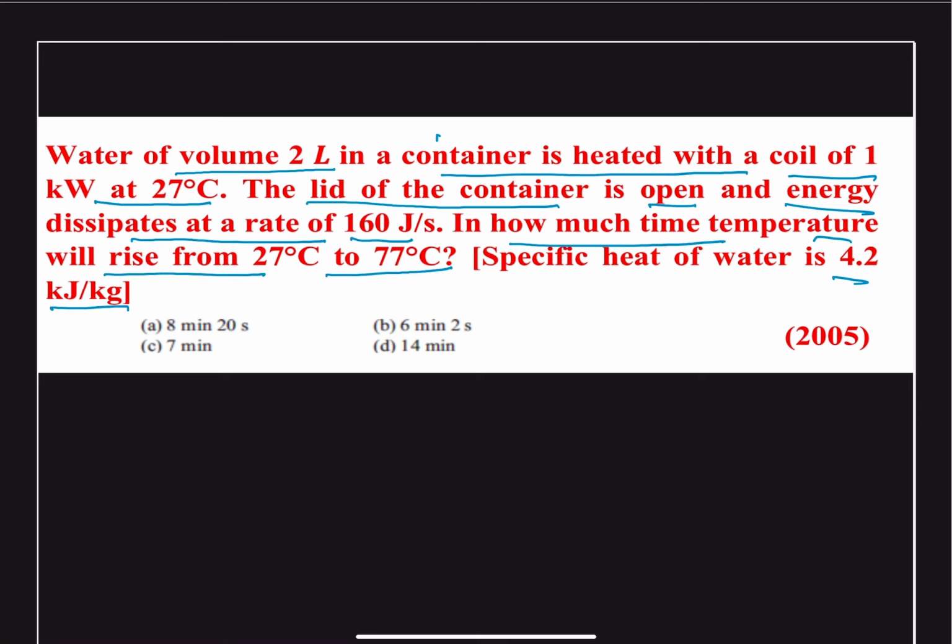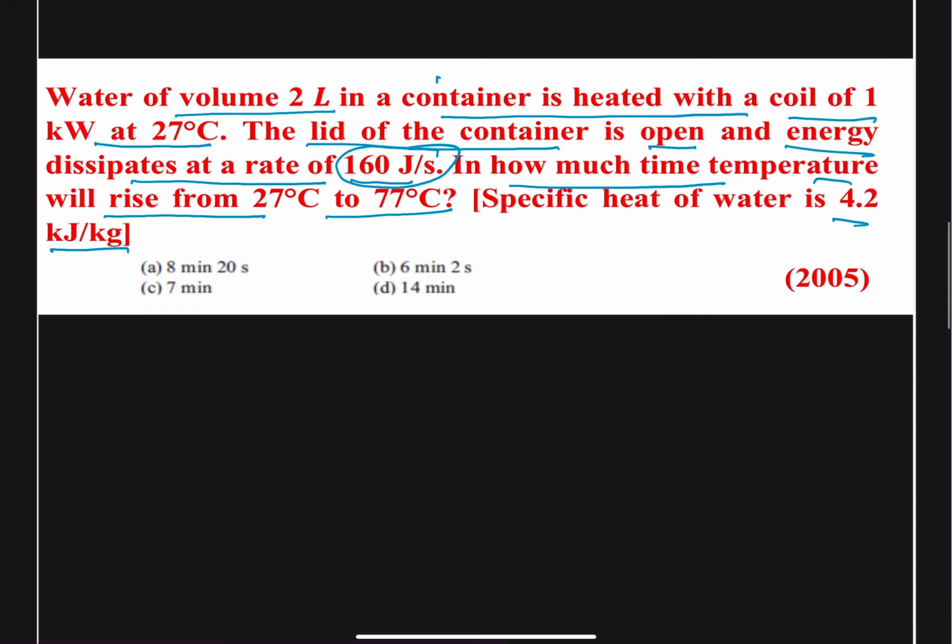So in this case, we are going to make use of the formula which helps in finding the increase in temperature, and that is Q is equal to M multiplied by C multiplied by delta T. And then we are going to find the effective heat, because there is a loss of heat, or loss of energy, given as 160 joules per second. So we find the effective value of heat that will be used in raising the temperature. From that we can easily find the time. So let us start with the heat required to raise the temperature.